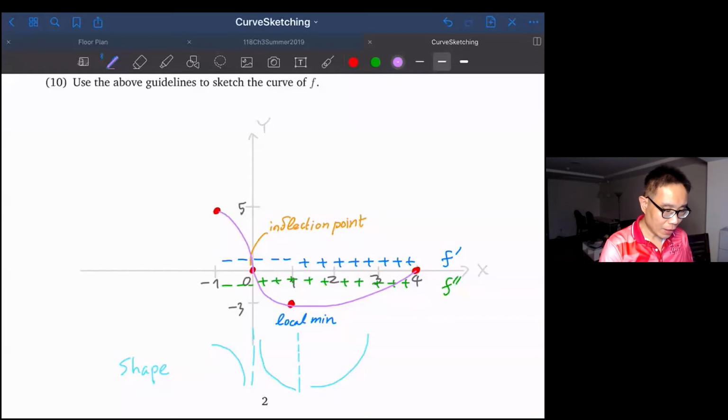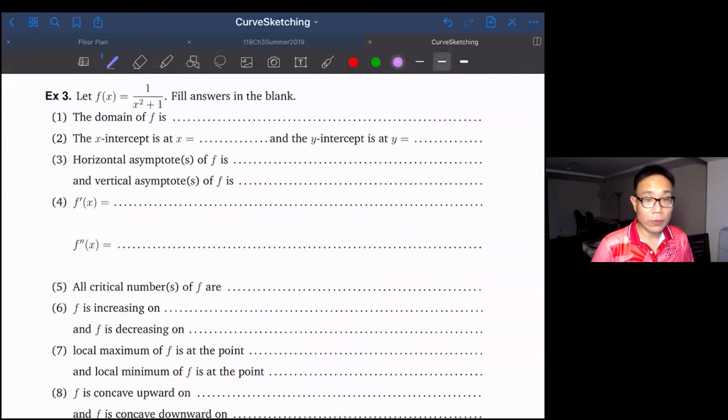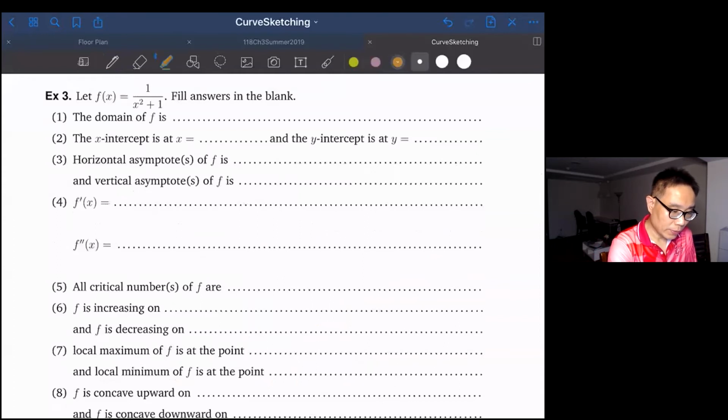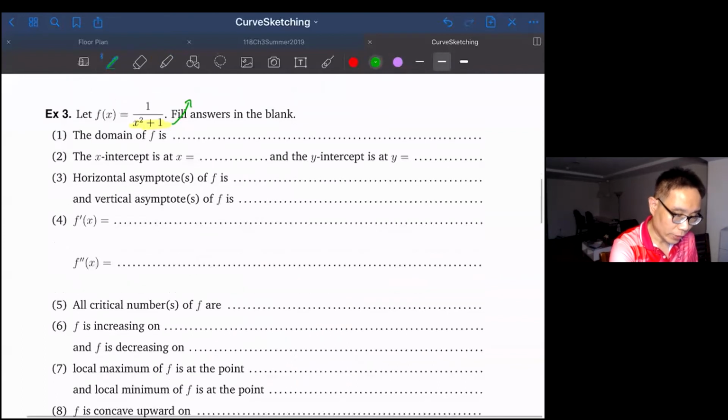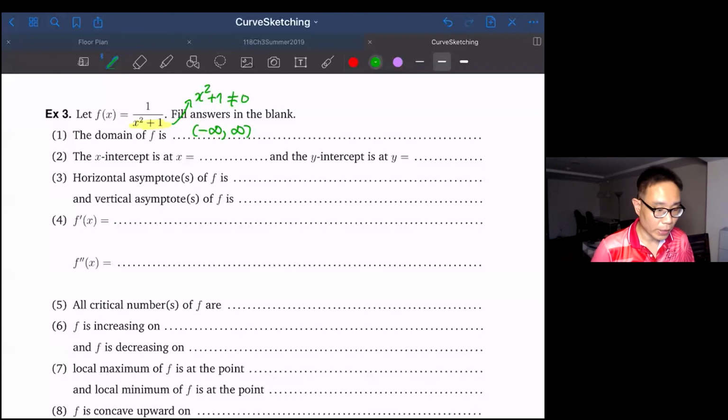Let's do one more. So you have f(x) equal to 1 over x squared plus 1. And the question asks you to find the domain. The domain in this case, you see that the bottom is never 0 because it is x squared plus 1. So x squared plus 1 is never equal to 0. So the domain of f turns out to be negative infinity to infinity. So it's going to be any real numbers.